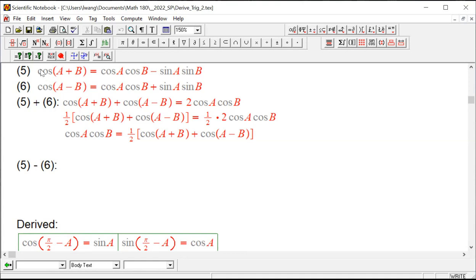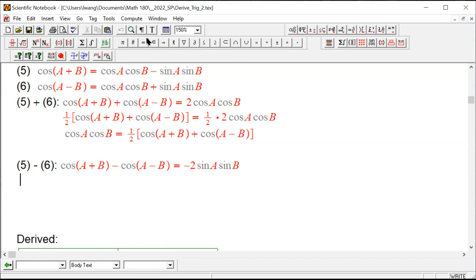Okay, we're subtracting, so cosine A plus B minus cosine A minus B. So once again, cosine A cosine B minus cosine A cosine B, that makes 0. Negative sine A sine B minus sine A sine B, that's going to be negative 2 sine A sine B. Okay. And this time we're going to multiply both sides by half or negative half.